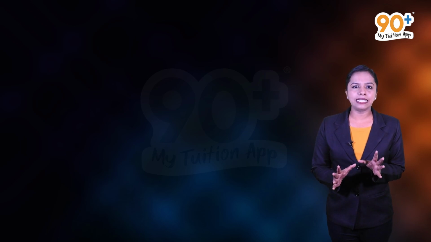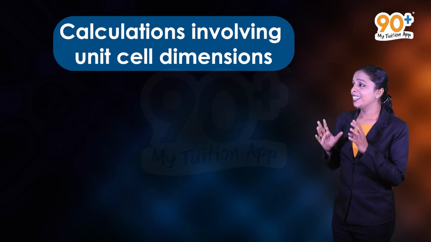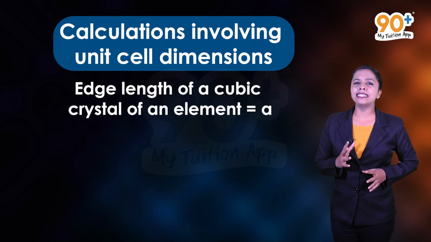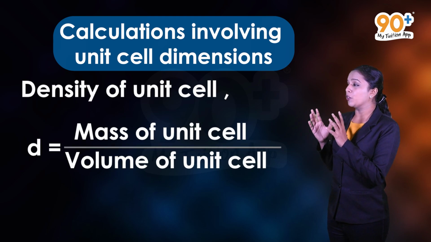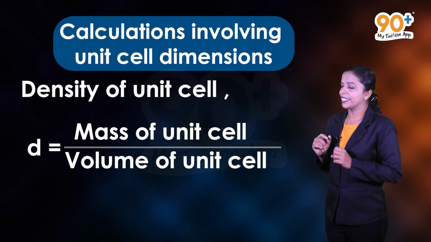Next, we will discuss the calculations involving unit cell dimensions. The edge length of a cubic crystal of an element is taken as small a. Then the density can be calculated as follows. Density of unit cell small d is equal to mass of unit cell divided by volume of unit cell.